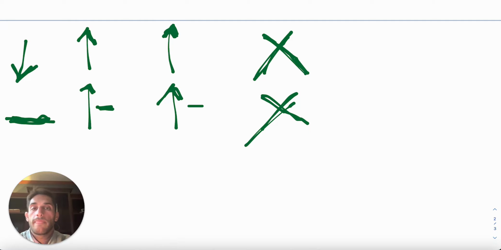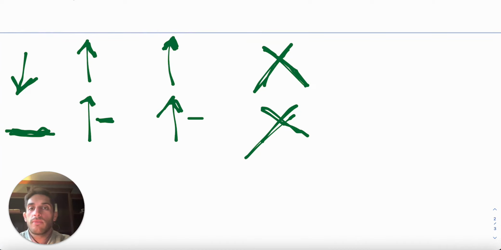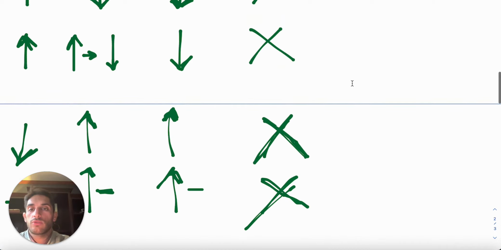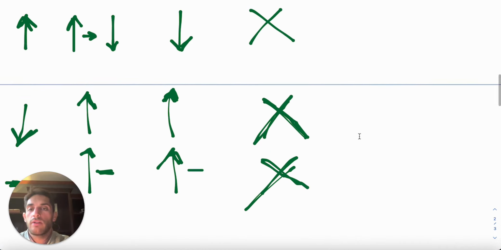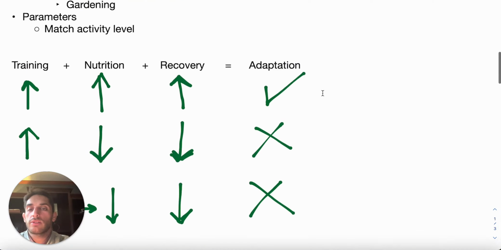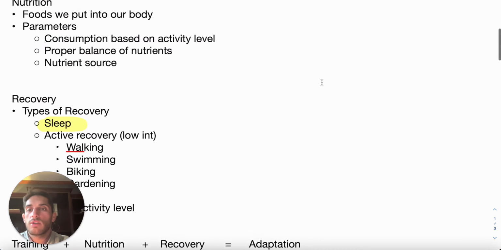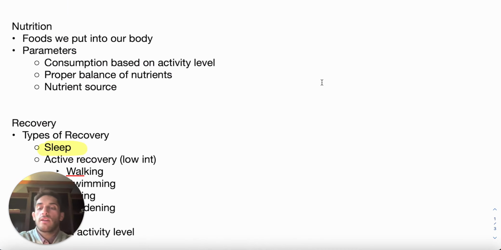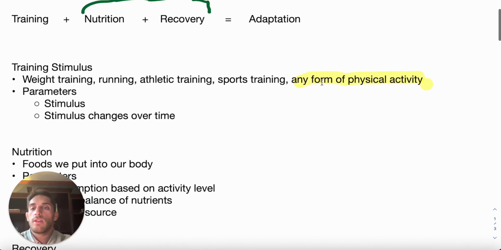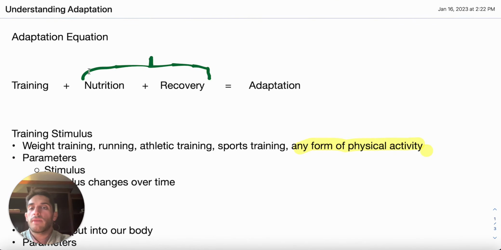So this lesson I know may seem simple. It's super high level, just a breakdown of what the interplay looks like between these components to the adaptation equation. But it's important that you understand these foundational pieces, because if you don't, then you're going to make some big mistakes over the long term, and it always comes down to the simple fundamentals.